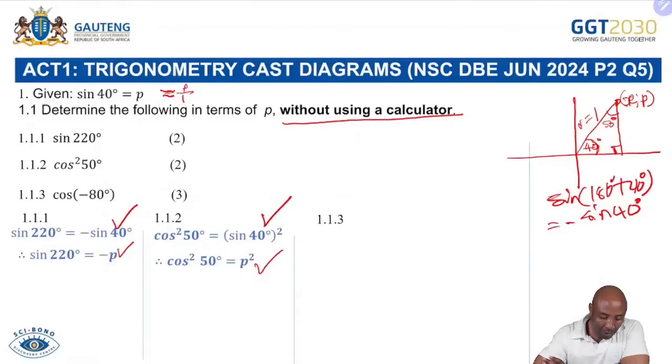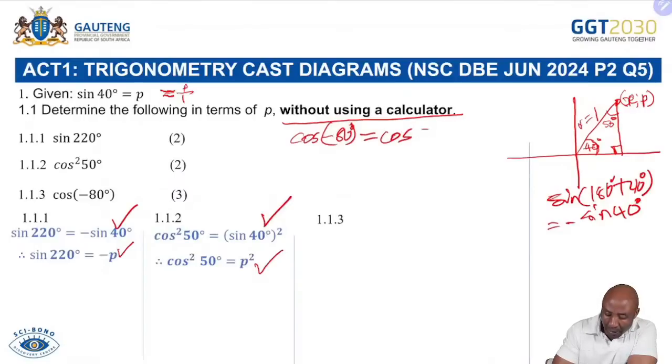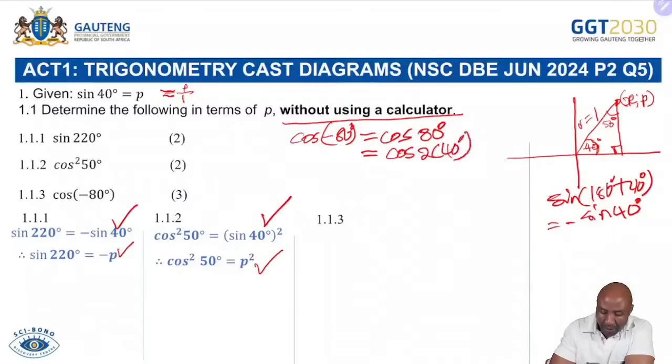1.1.3, we want cos negative 80. We use our reduction rules. Cos of negative 80 degrees, its reduction is cos 80 degrees. But if I look at this, cos 80 has a relationship with that P. It is the same as writing this one as cos of 2 times 40 degrees, which is our double angle identity.